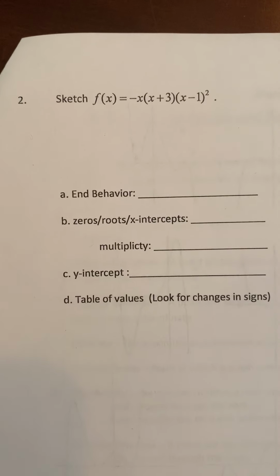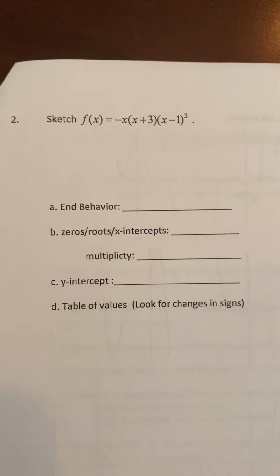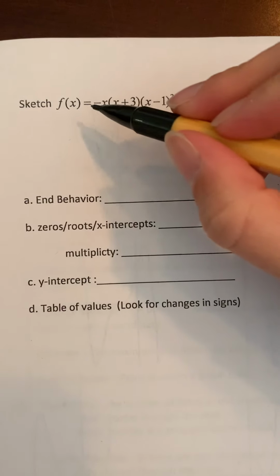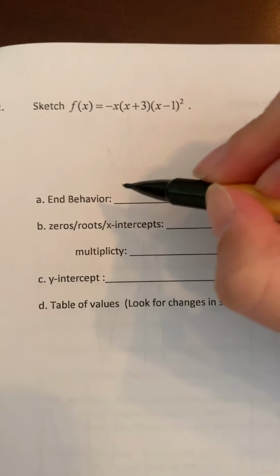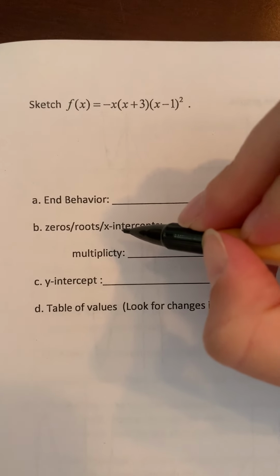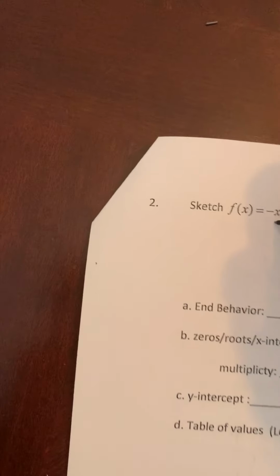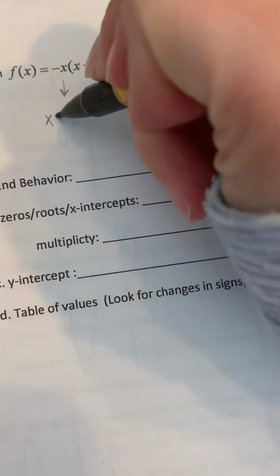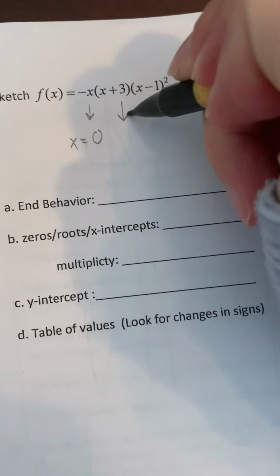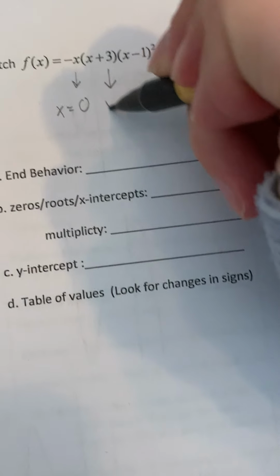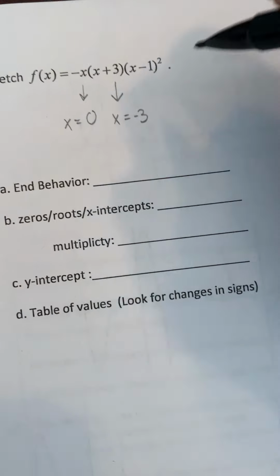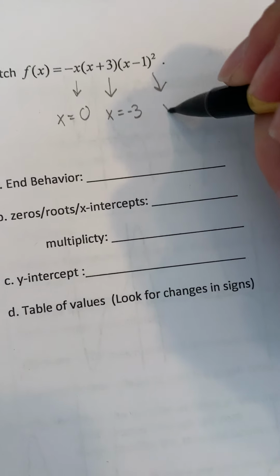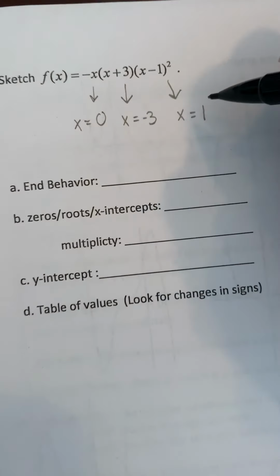Now let's look at example 2. Example 2 is nice because it's already in factored form, so finding our zeros is very straightforward. Let's start with that. Right here, if I set that to 0, that would give me x equals 0. If I set this one to 0, it would give me x equals -3. And if we set that one to 0, we get x equals 1.